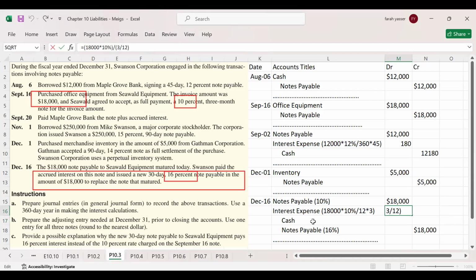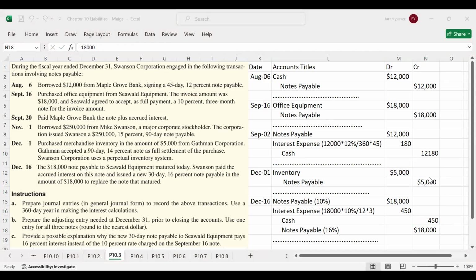Now we will divide it by 12 first, and we will multiply this amount by 3 months. So the total amount is 450. So this 450 cash is paid, and this 450 belongs to the note payable which was issued on 16 September. So we converted the old notes payable which was due on December 16th into a new note payable which is going to be paid after 30 days.